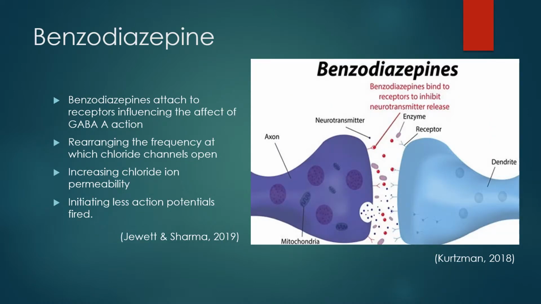Benzodiazepines are a robust example. They exert synergistic effects on the central nervous system. Benzodiazepines attach to ionotropic receptors, which influence the effect of GABA-A action on the receptor. They rearrange the frequency at which the chloride channels open, therefore increasing chloride ion permeability and subsequently causing fewer action potentials to be fired.